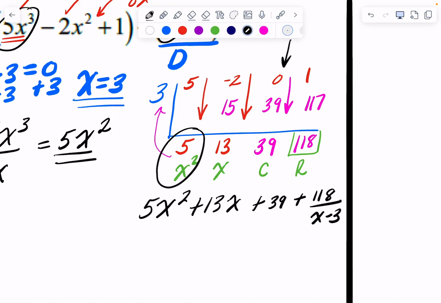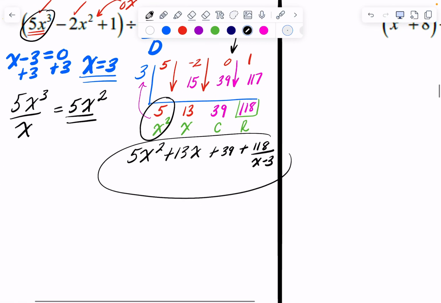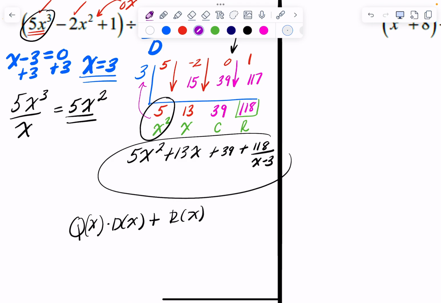But what if they say to write your answer as Q of x times D of x plus R of x? They're saying instead, do the quotient times the divisor plus the remainder. So let's put parentheses around the quotient. The quotient was the part that divided nicely, so my quotient is 5x squared plus 13x plus 39.